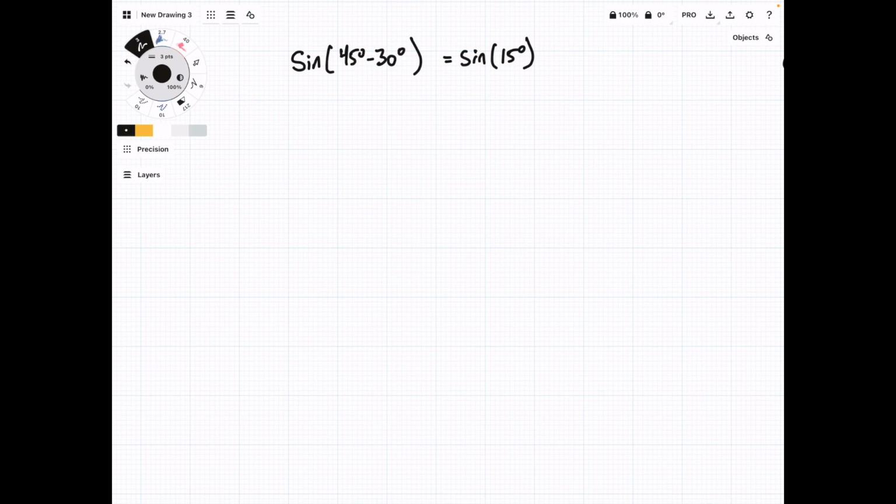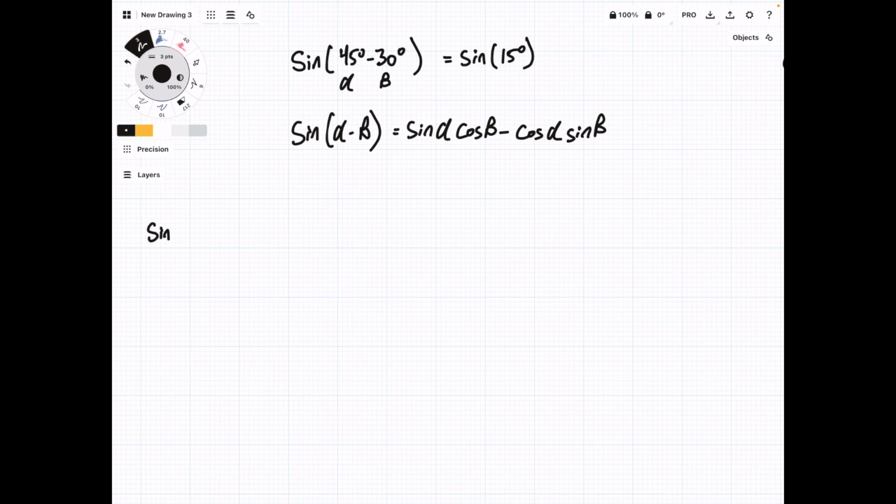We're going to start off with the sine of alpha minus beta equals the sine of alpha times cosine of beta minus the cosine of alpha times the sine of beta. So we're going to assign our variables. This is alpha and this is beta. And then on the side over here, we're going to figure out what the sine and cosine of each of these is. So sine of 45 degrees we know is square root of 2 over 2.